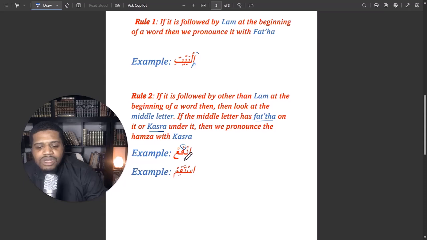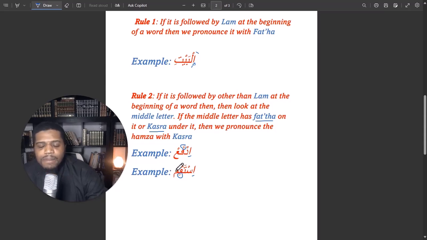So we pronounce this with kasra. Understand? Idfa'. Let's look at this second example here. We don't have a lam, so we can't say a. So let's look at the middle letter. The middle letter of this word is actually the qaf here. Even though it is not directly in the middle, this is the middle letter, qaf. And the qaf has a kasra under it. So the hamza has to be pronounced with a kasra.